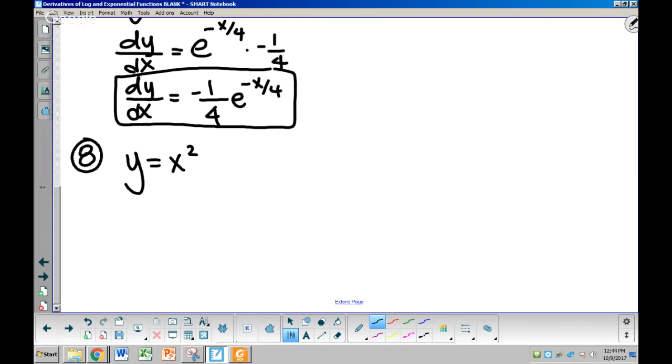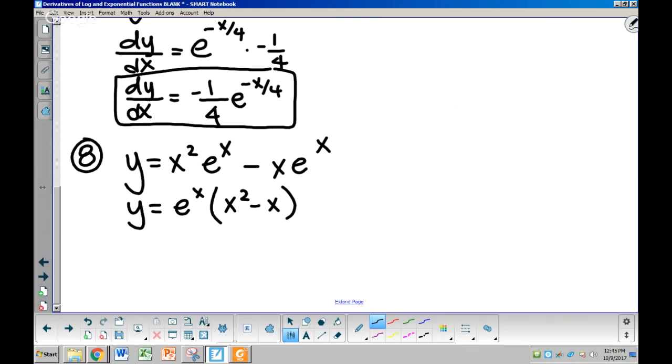y equals x squared e to the x minus x e to the x. Now we've amped it up a bit here. What's going on here? We have to use the product rule how many times? Twice. Now there's an easier way to go on this. If you factor out e to the x, you only have to use the product rule once. So let's see what happens when we factor out e to the x. We get e to the x times x squared minus x. And now you only have to use the product rule once.